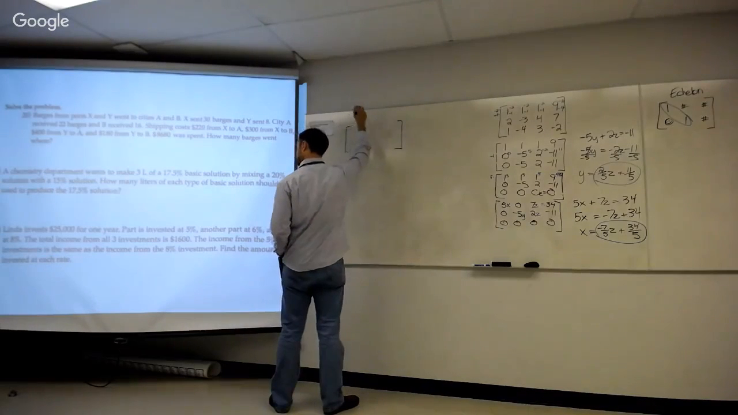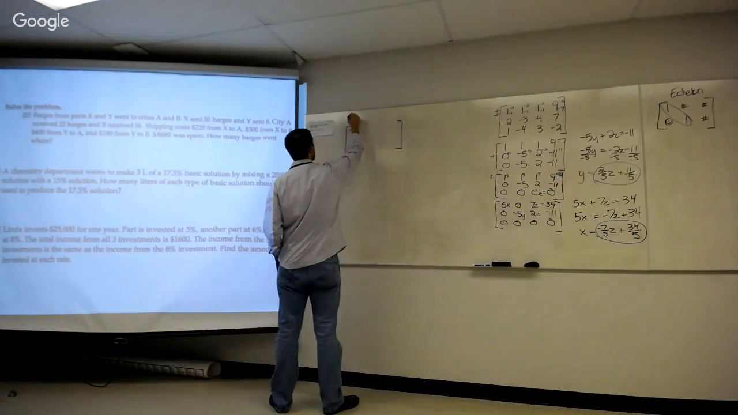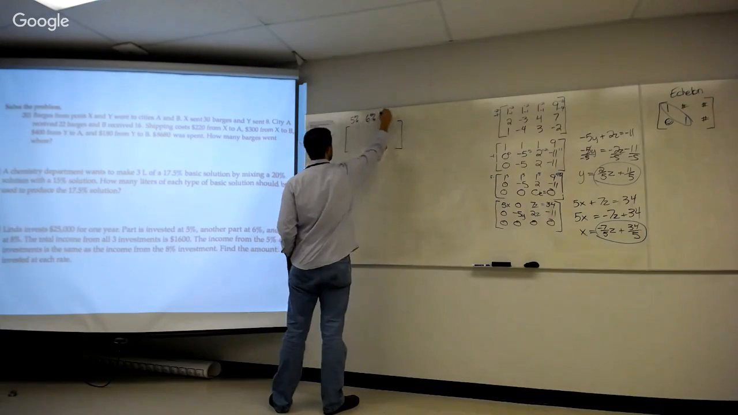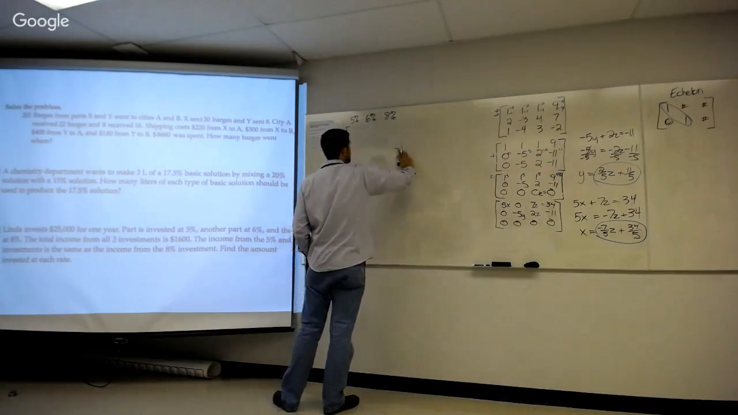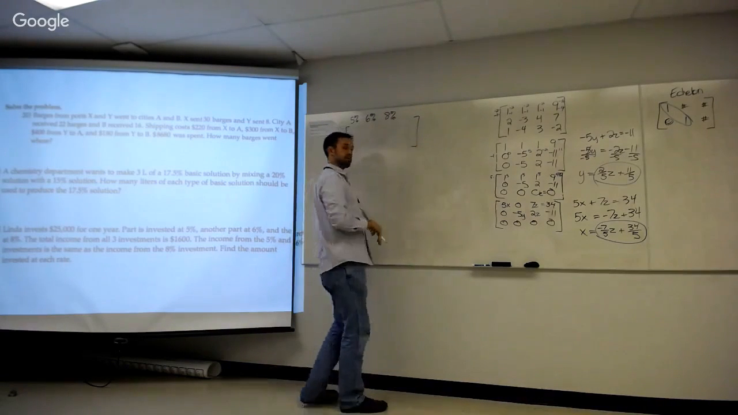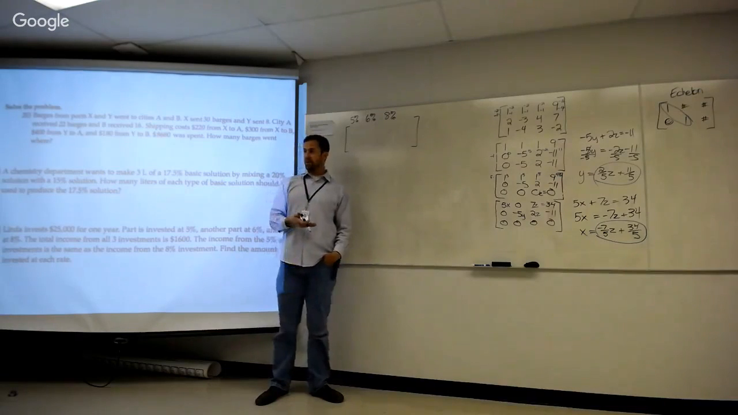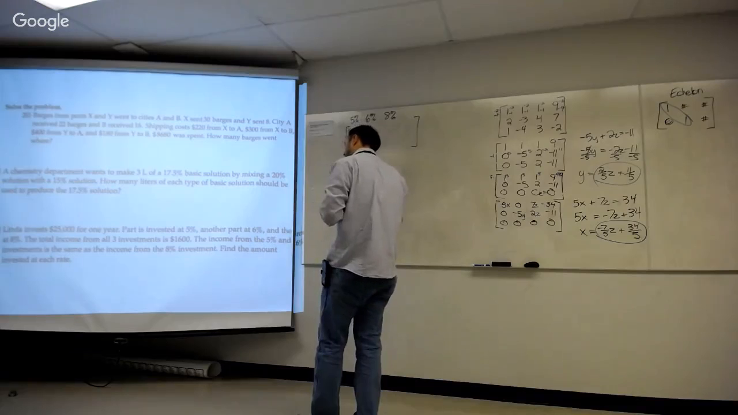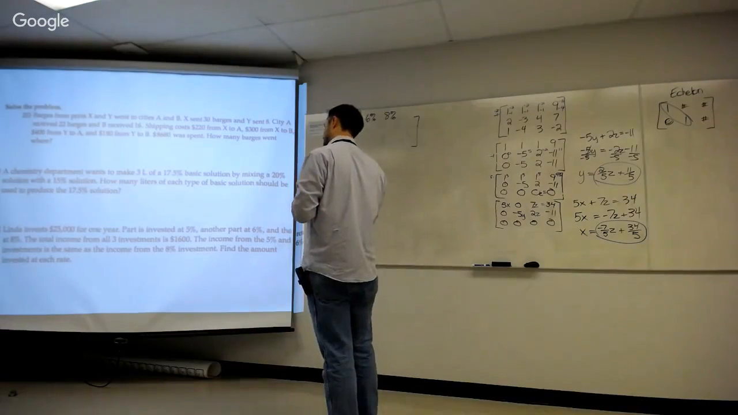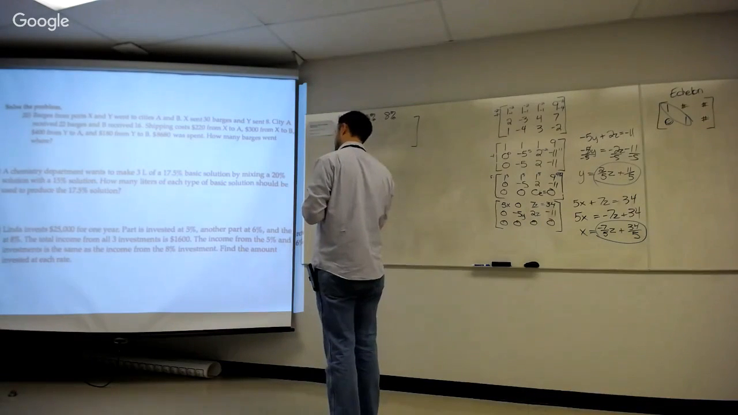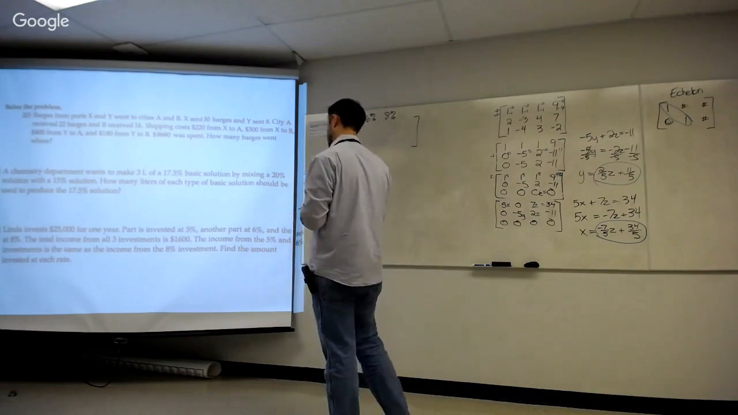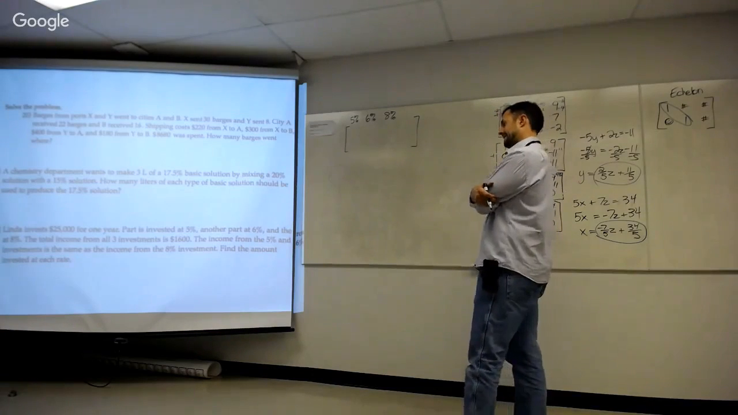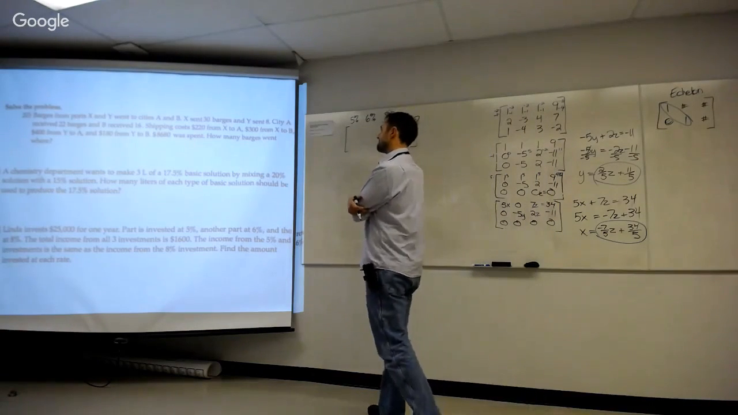So what are our different columns going to be? The 5% column, the 6% column, and the 8% column, and then the answer column. So we already have an idea of how to set up our matrix. We also have this number column at the end. It says part is invested in the 5%, part in the 6%, part in the 8%. The total income from all three investments is $1,600. Yeah, that's total income. So would it be X plus Y plus Z equals 1,600?